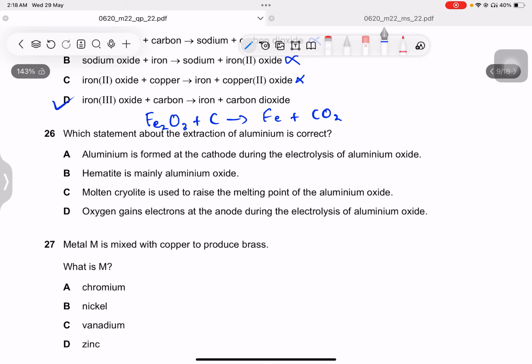Next, which statement about the extraction of aluminum is correct? Aluminum is formed at the cathode. Yes, aluminum is the cation, so it deposits on the cathode during the electrolysis of aluminum oxide. That is the method used to separate aluminum from its ore.